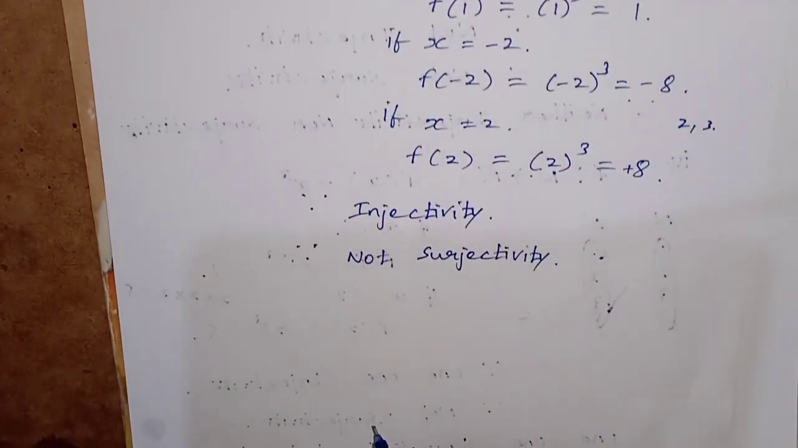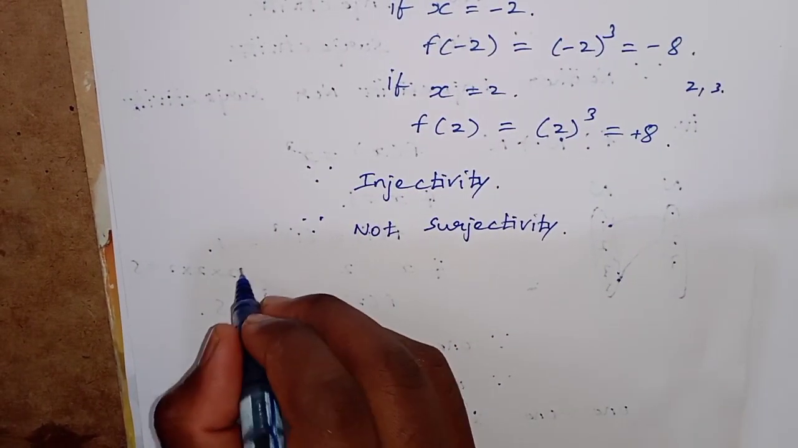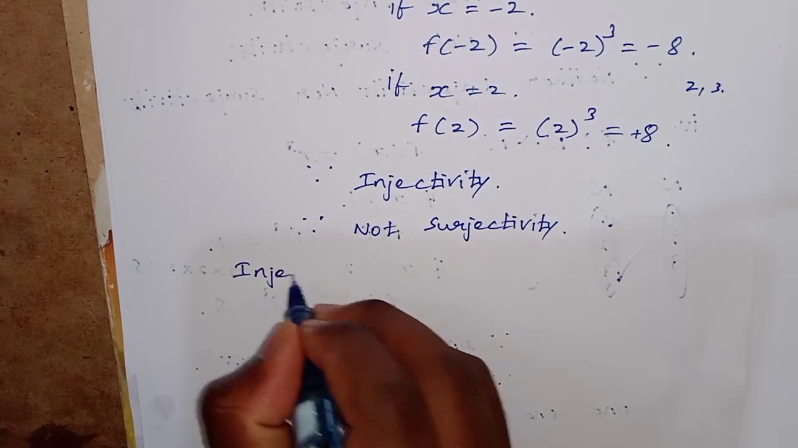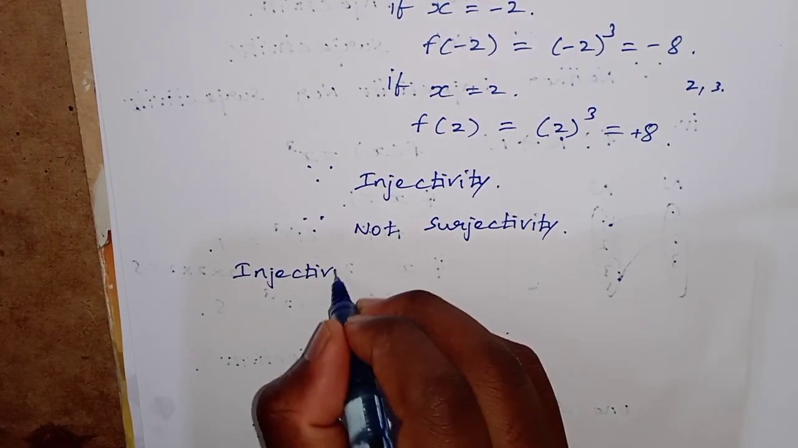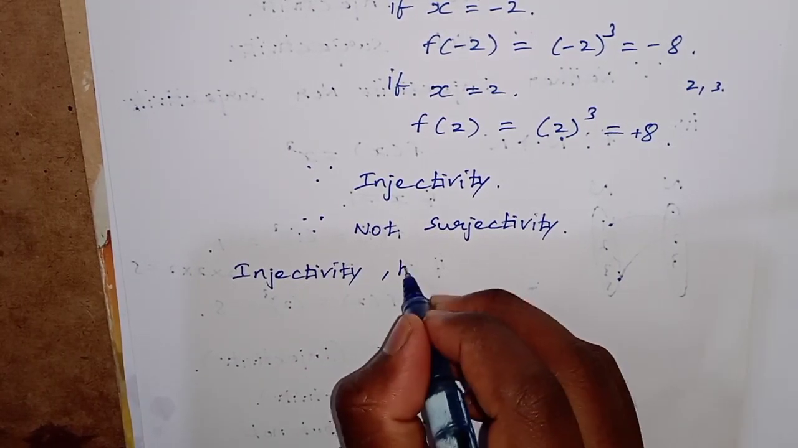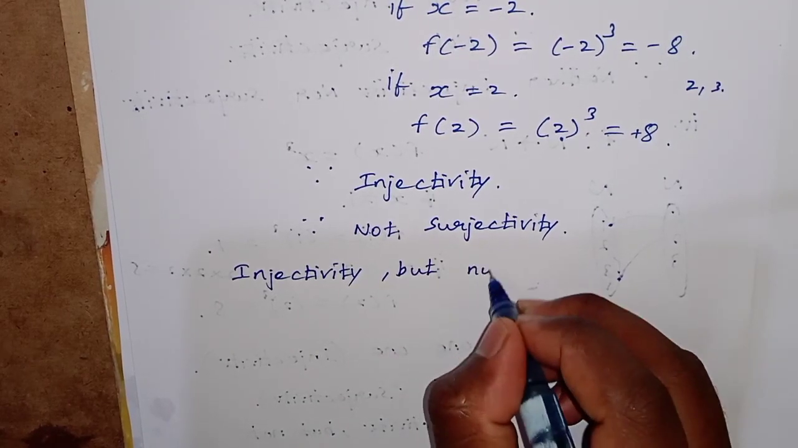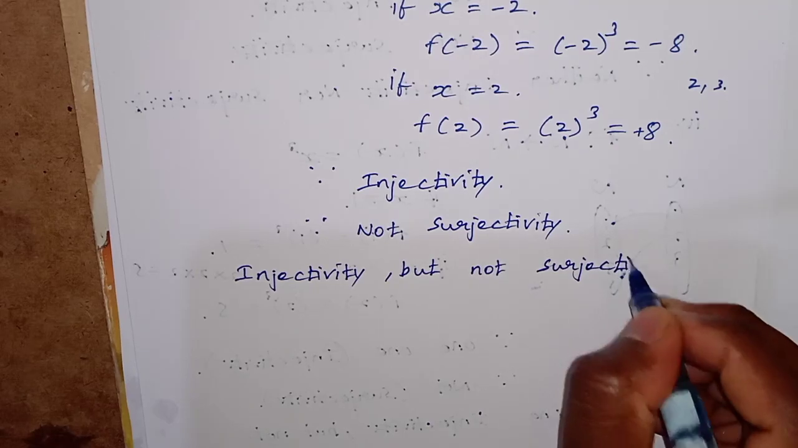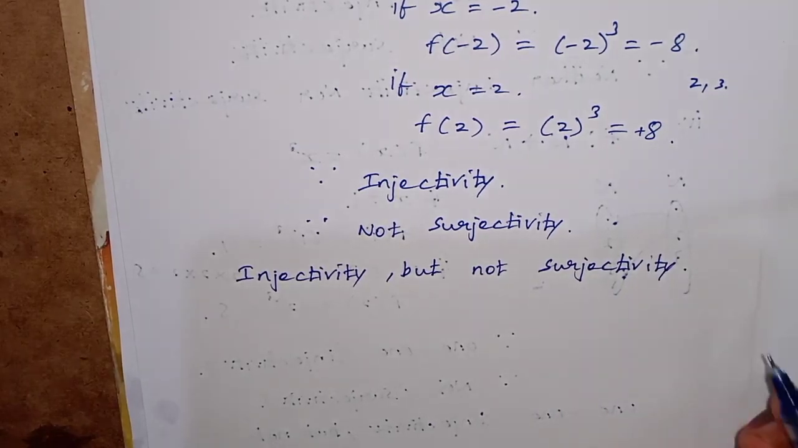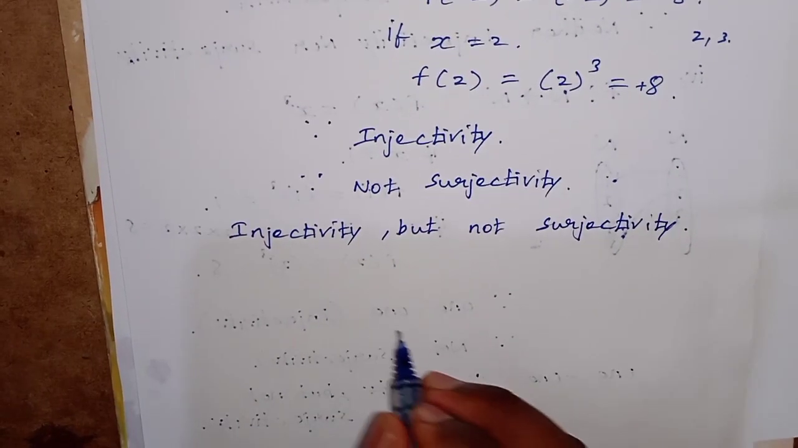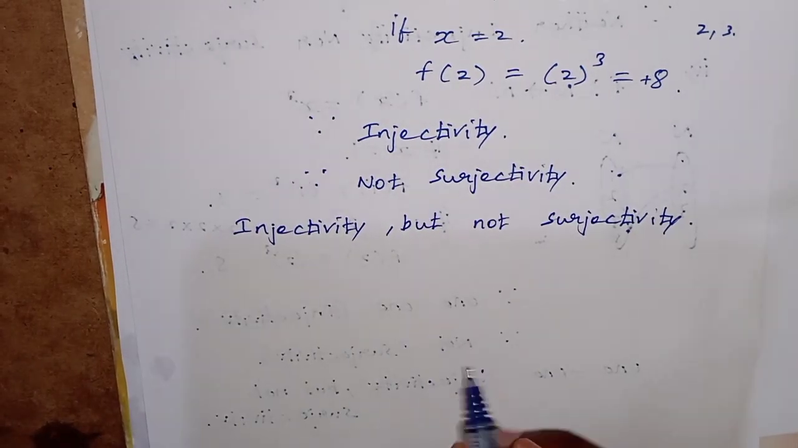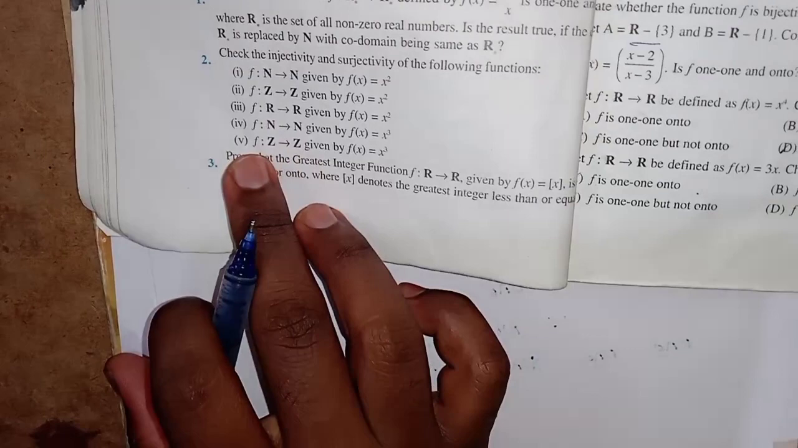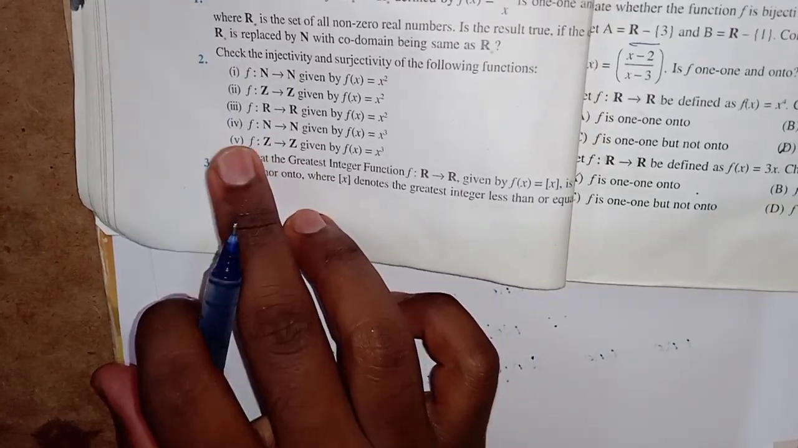Okay, not surjectivity. Therefore, you have to write injectivity but not surjectivity. Okay, you have to write like this. I hope you all understood. Okay, up to subdivision 5 we have completed.